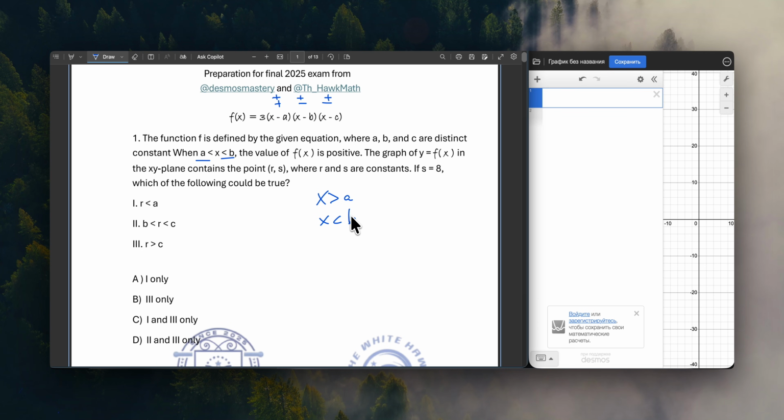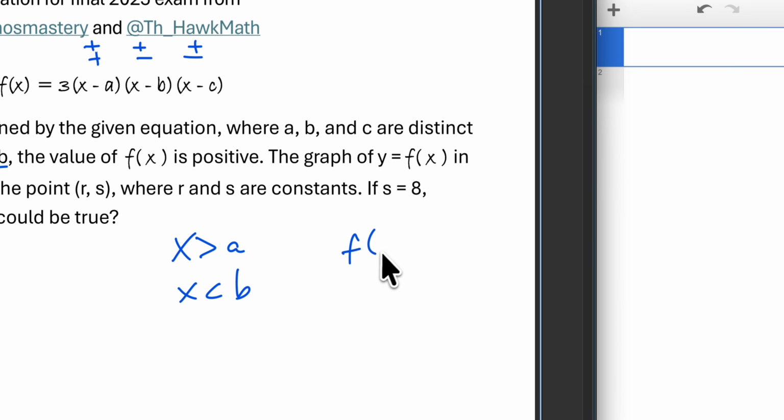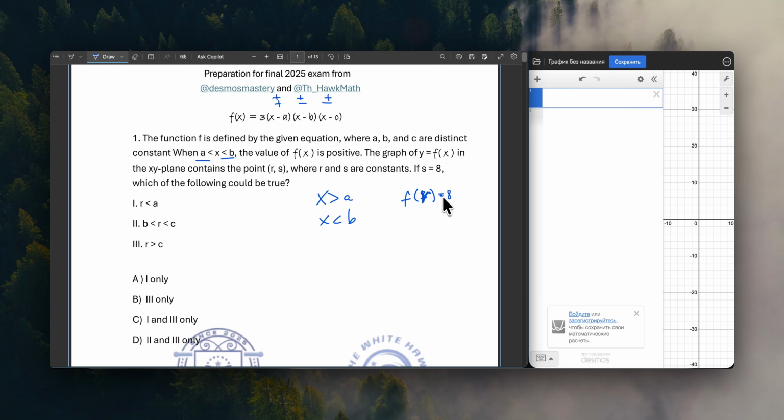And the next point, you have the points r and s, where s is 8. That means you have the function as f of r is 8. What does it mean for us? We have the point r on the x-axis, and the y is 8 on the y-axis. So I want to look at the signs. If you have the function as positive, that means x minus a, x minus b and x minus c can all be positive in order to get the function positive in the values between a and b.